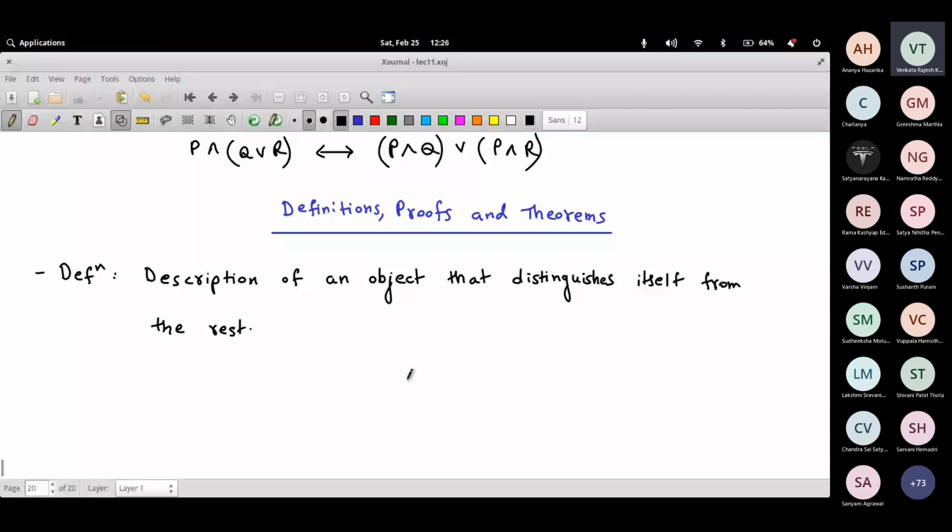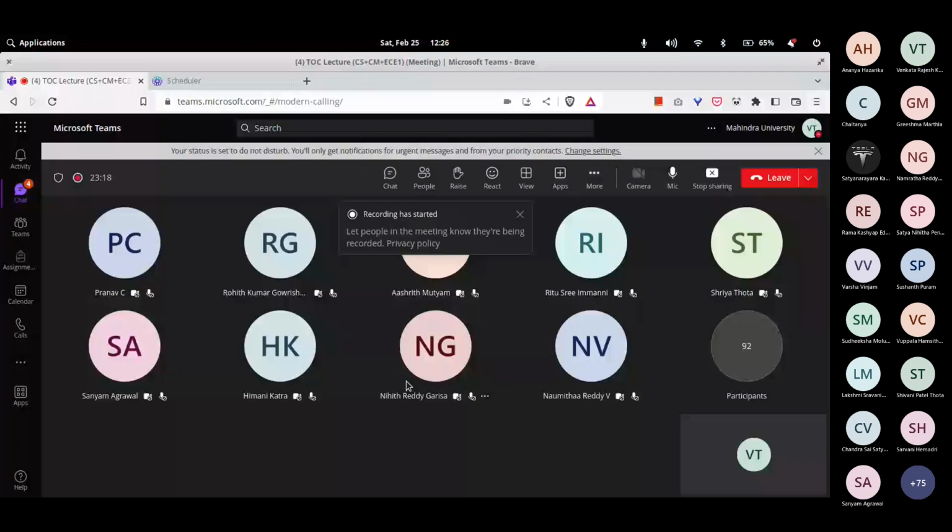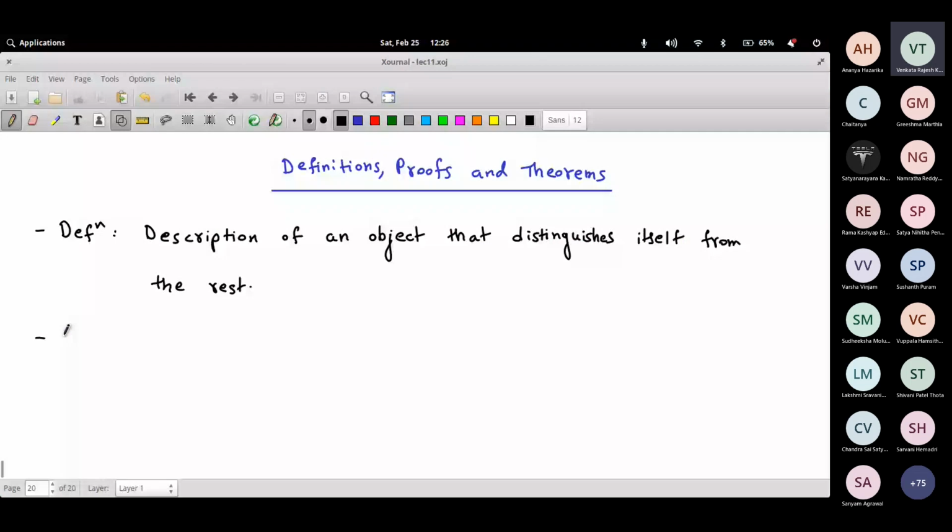It defines this object. That is, only this object can satisfy this definition, or any object which has this particular description defines this object, is only that kind of object. No other object will satisfy this description. Okay, so you know that already. Yeah. Okay. And then mathematical statement.